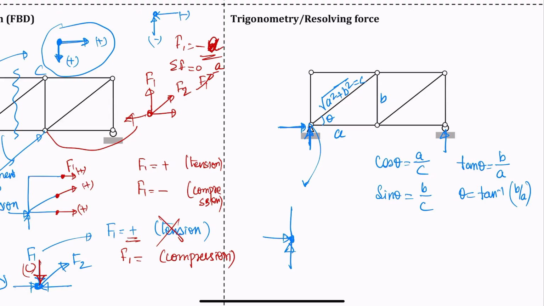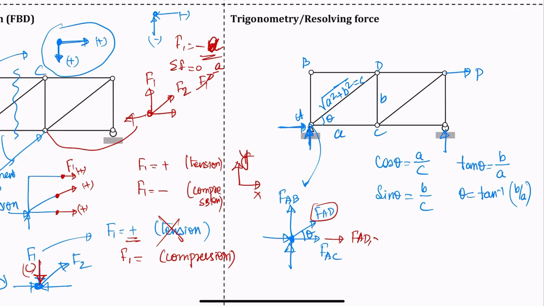So we assume that our reaction will be in this way due to this load P, and then you draw the number of forces A, B, C, D. You say that this is FAB, and this is FAD, and then this is FAC, and we have assumed that this is theta. If I have to resolve this force FAD, because it is an inclined member, then we can resolve this into, if we know that this is our global axis X and Y, FADX and FADY component.